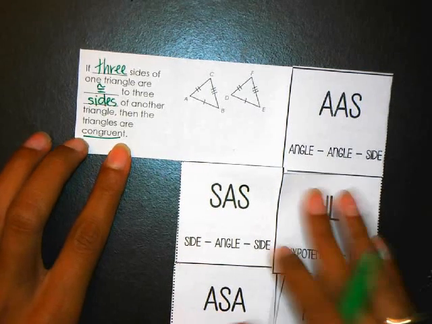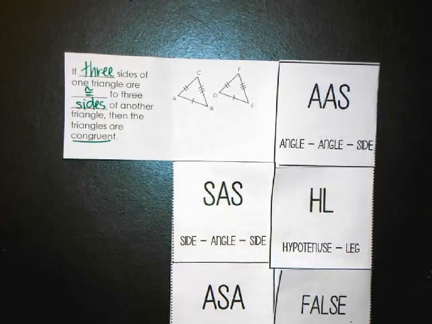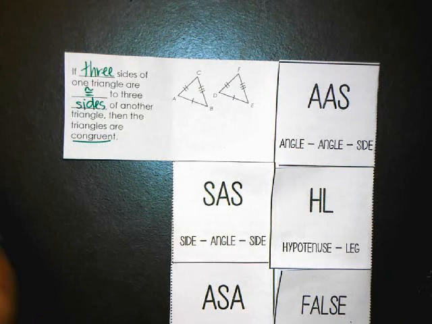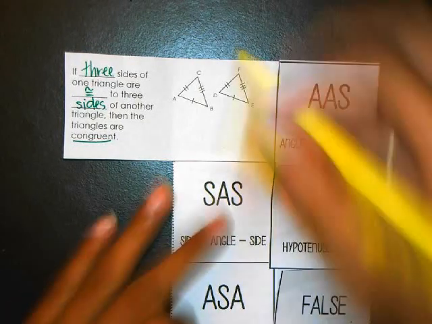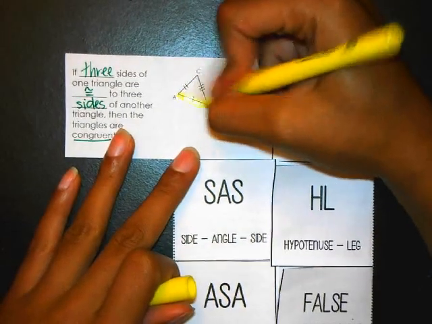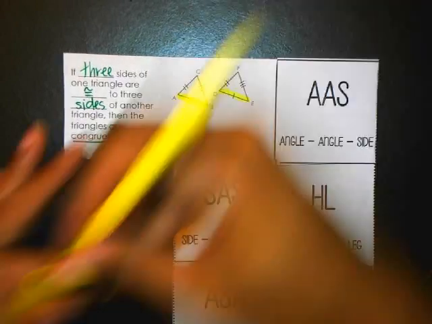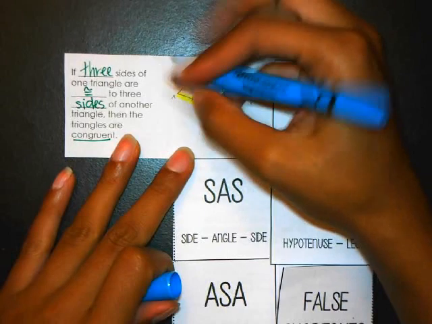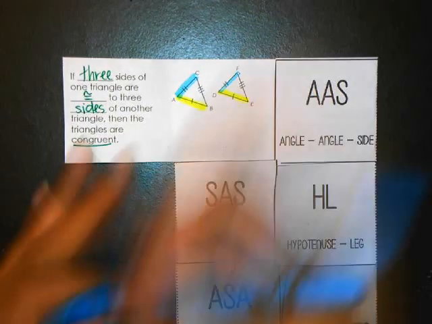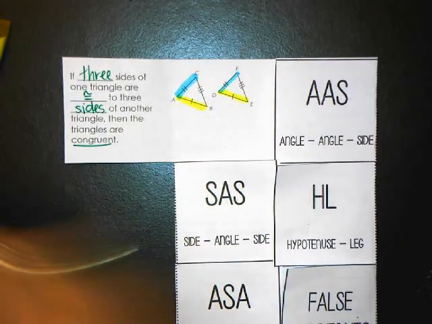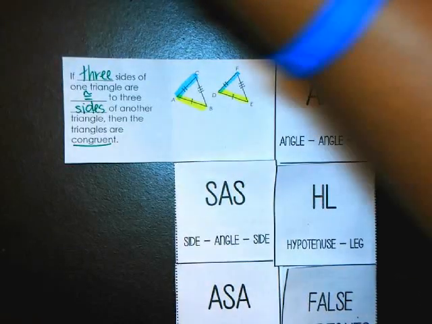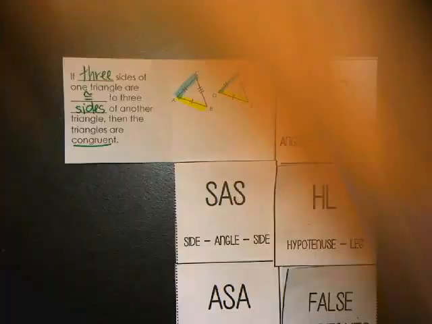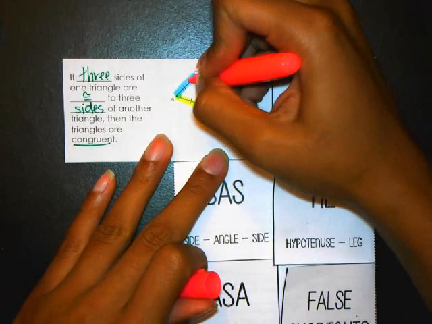Alright, so let's go ahead and match up the triangles that we see right here. This side, AB, matches with DE, AC matches with DF, and last but not least, BC matches with EF.